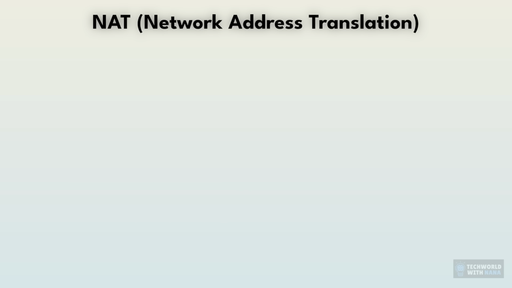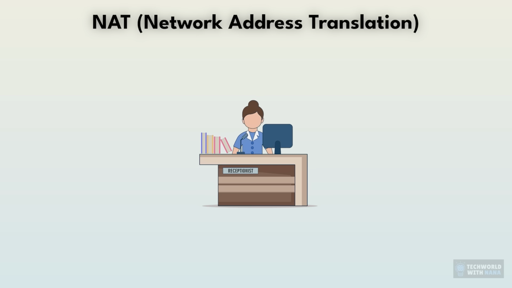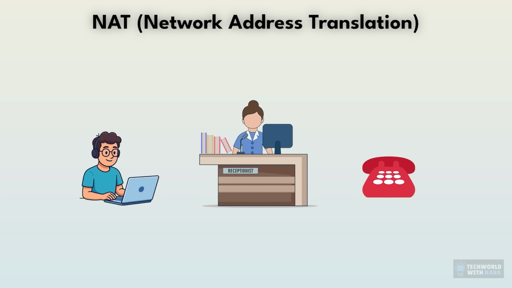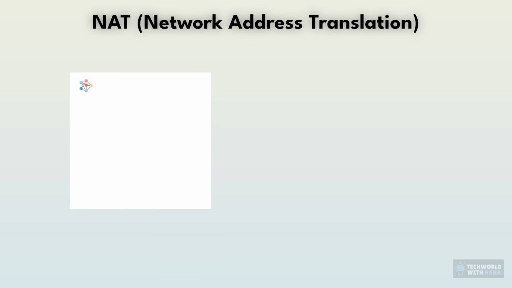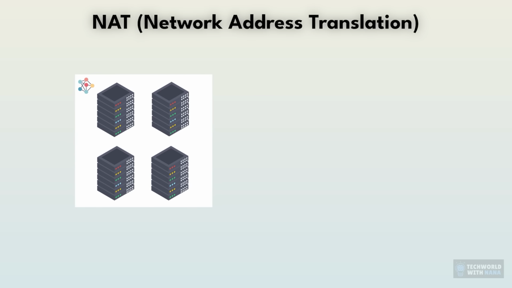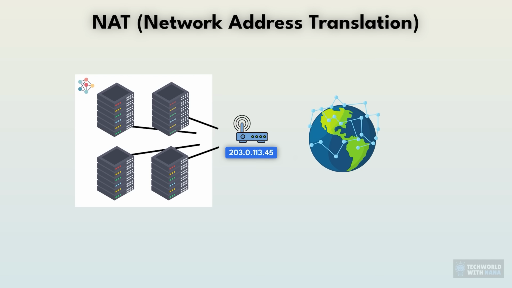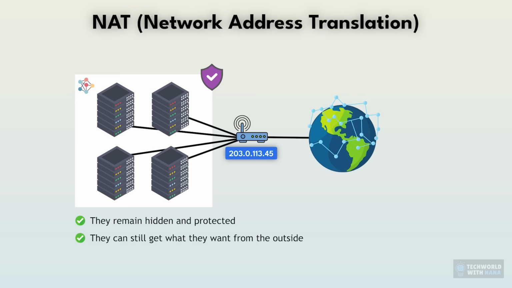So think of it like a receptionist at an office. When an employee needs to make an external call, they go through the company's main phone line. The receptionist places the call using the company number and then routes the response back to the correct employee's desk. So now, all 50 of our backend servers can reach the internet through one public IP address. So they remain hidden and protected, no direct access to them from the internet, but they can still get what they want from outside.